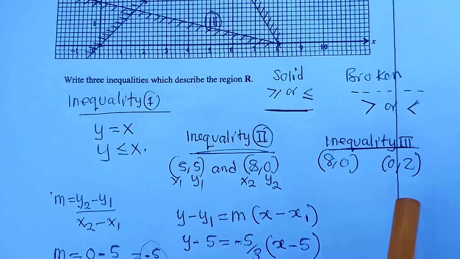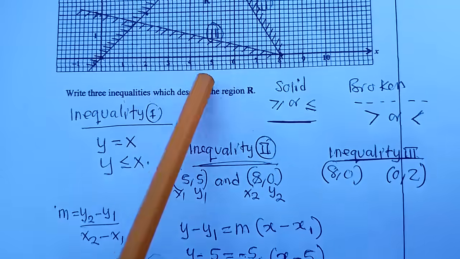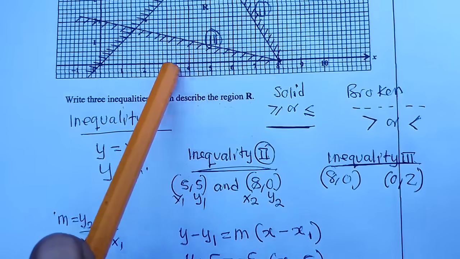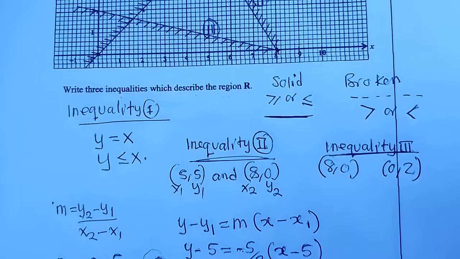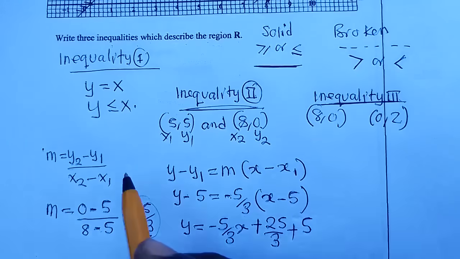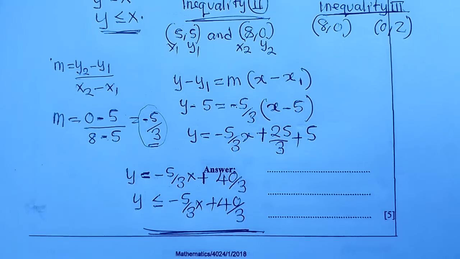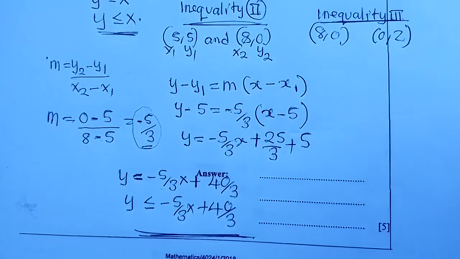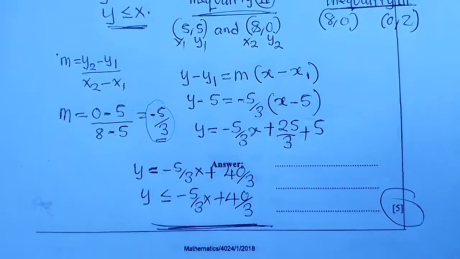Find the gradient. After finding the gradient, find the equation of the line. Then after finding the equation of the line, which part have they shaded? The down part. So you're going to get the greater part, greater than or equal to. That's the inequality you're going to use. I've just helped you to find this inequality, then the other inequality, the same methods I was doing, you need to follow also. Just doing that, you get the 5 marks there.